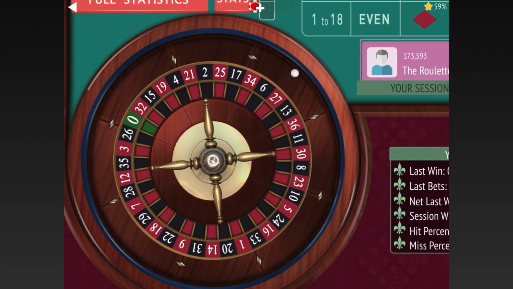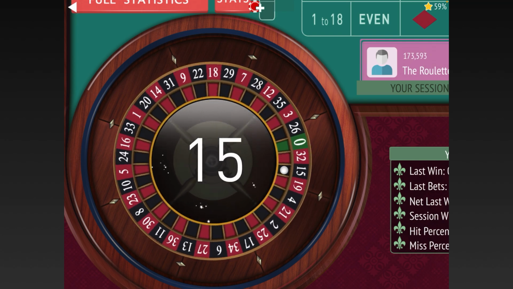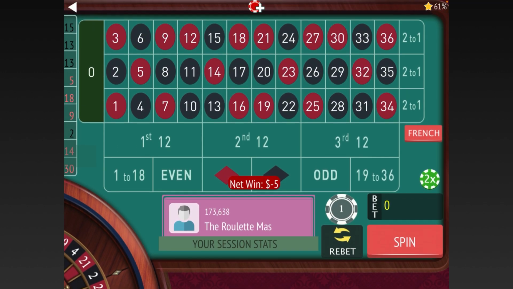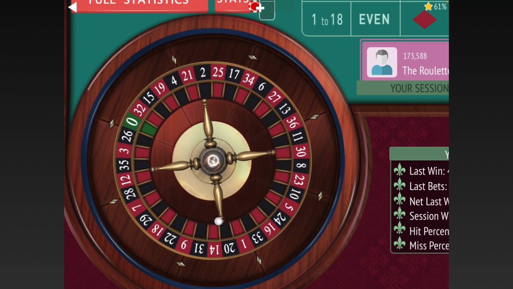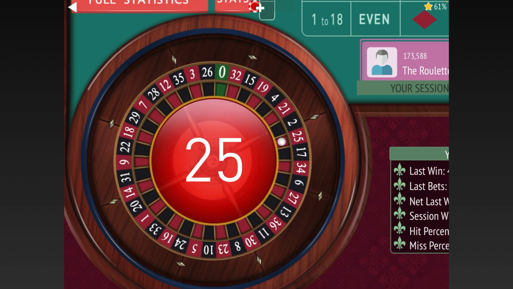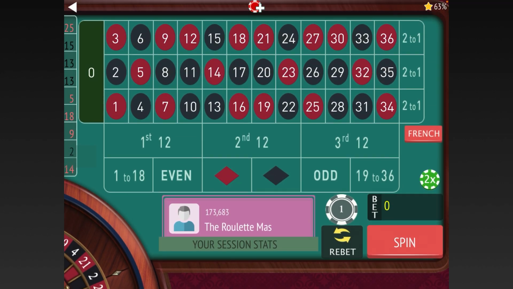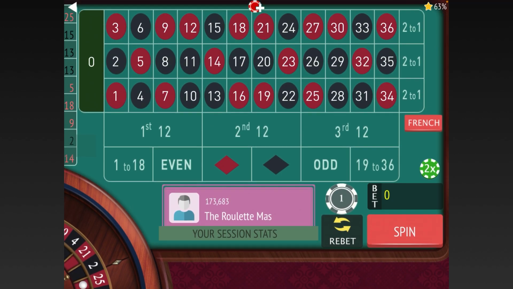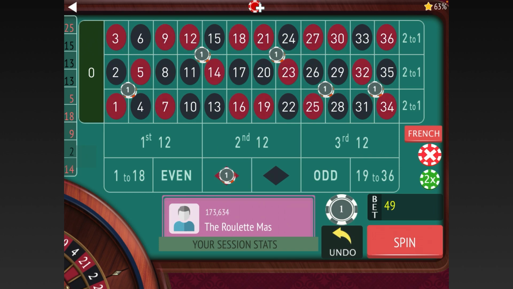Okay, here we go. $15 black. It's a minus $5, so we don't change the bet. $25 red. Okay, and we got it. That's a $45 win. So then we go back a unit on wins. So on that last one, let's see where we were at. We were at 25. And we were at 6.